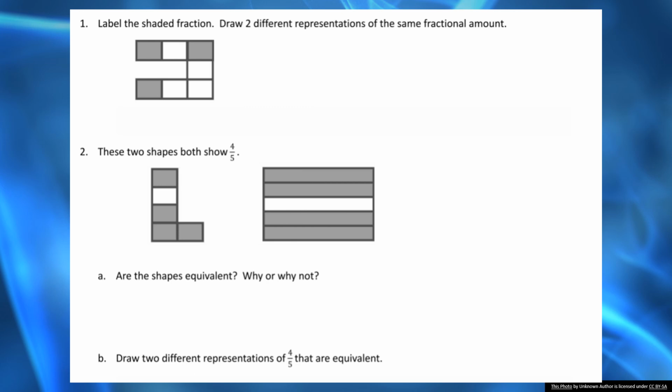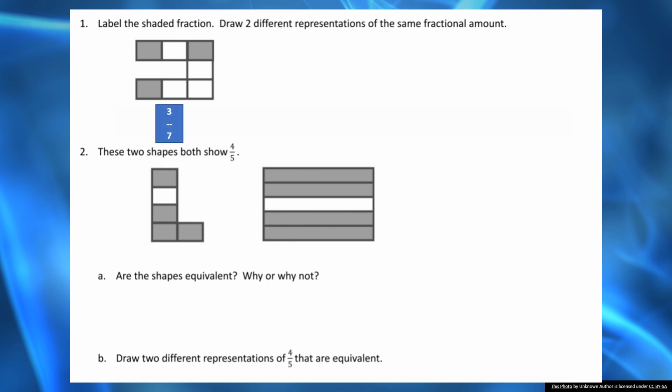Now, for number 1, how many pieces are shaded? Well, if you said 3, you're absolutely correct. Now, that's going to be our numerator. So 3 is going to be our top number, or our numerator. And how many total pieces do we have? If you said 7, you're absolutely correct. So our denominator, or our bottom number, is going to be 7. So the entire fraction is 3/7.